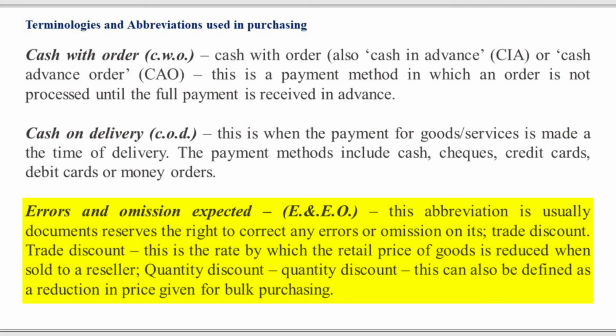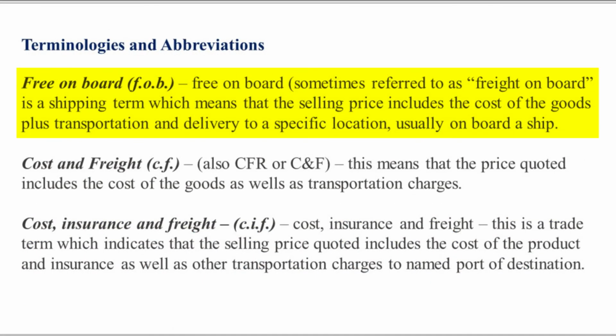Quantity discount. This can also be defined as the reduction of price given for bulk purchasing. Free on board, also referred to as freight on board, is a shipping term which means that the selling price includes the cost of the goods plus transportation and delivery to a specific location.